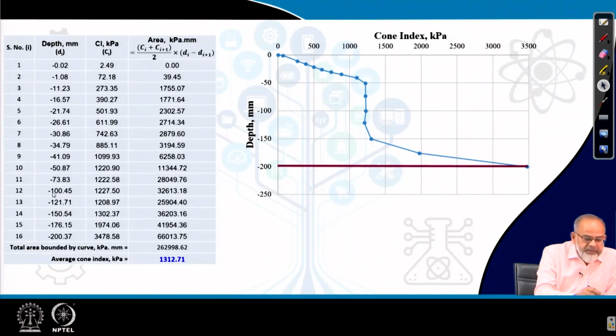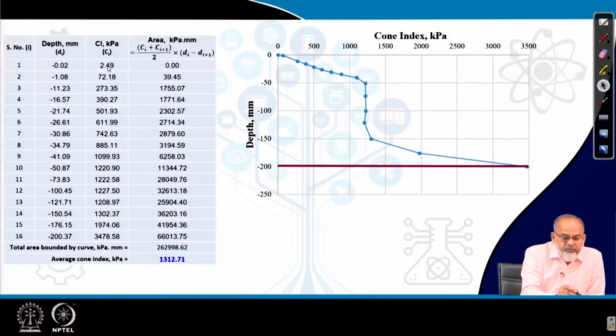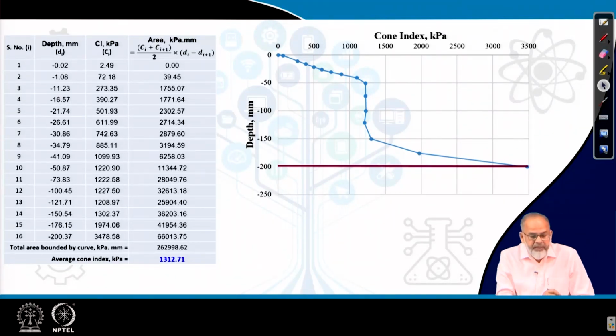In the second column you can see the data related to depth, and in the third column I have already calculated the cone index. That means the force we got is divided by the cone base area. So directly you are getting the cone index in kilopascal. So at different depths, we have the corresponding cone index data. Then from these data, how to calculate the cone index, that is important.